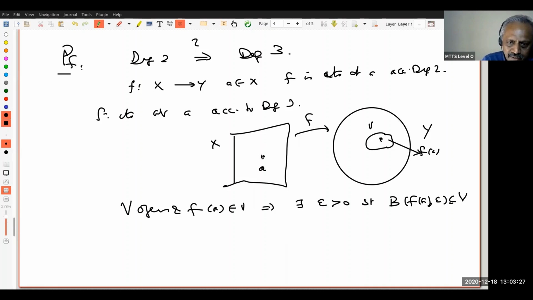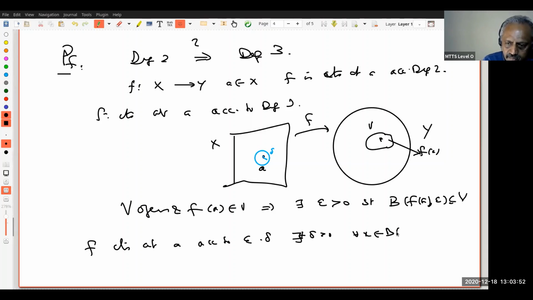So what do I know? I know that there exists delta. So this is my delta, right? Since f is continuous at a according to epsilon delta, for this epsilon, there is a delta positive, so that for all x in B(a, delta), what do I have? f(x) lies in B(f(a), epsilon), and hence in particular it belongs to V.